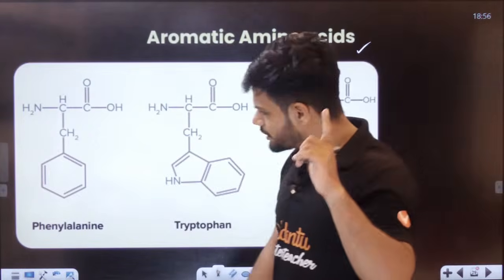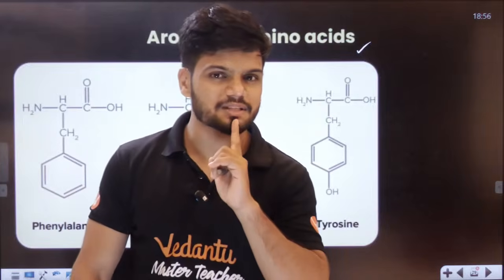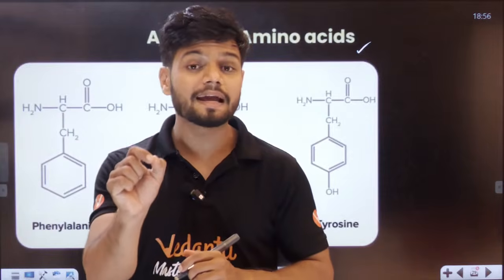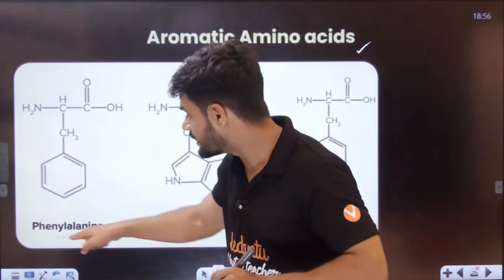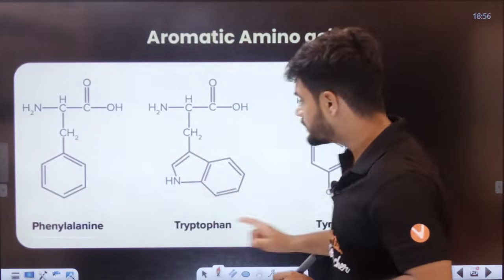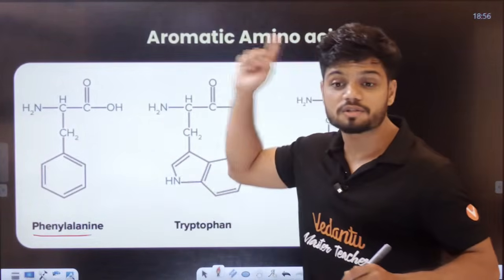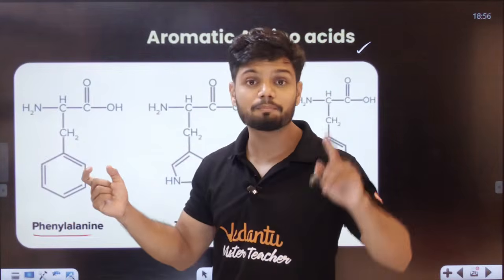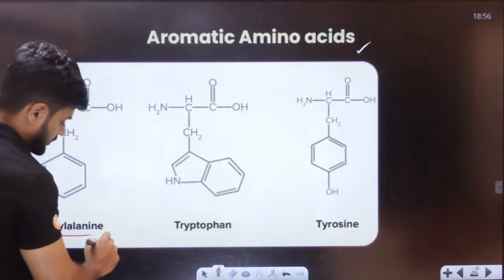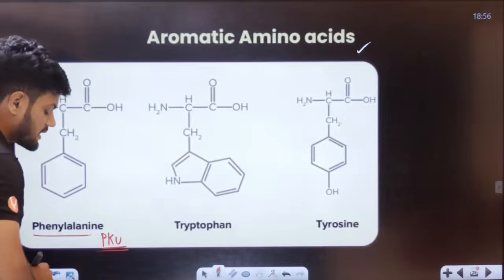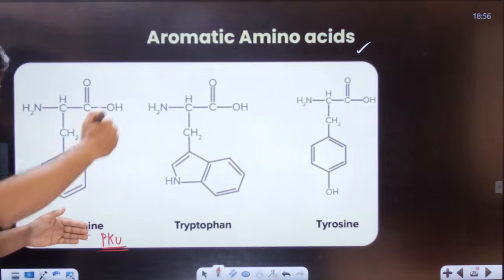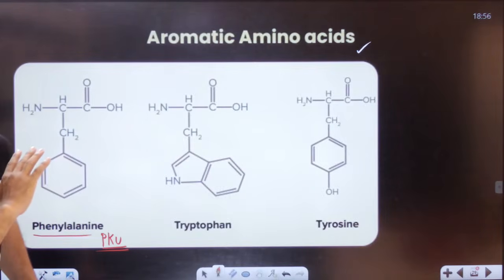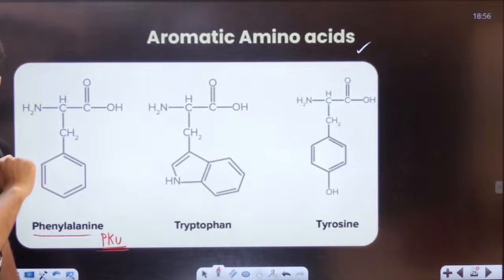Students, do you remember there was a disease called PKU disease, phenylketonuria? In phenylketonuria, did we talk about phenylalanine? Phenylalanine gets converted to tyrosine there. Yes or no, students? In yesterday's class, in PKU disease, phenylalanine becomes something else. Yes, PKU disease.